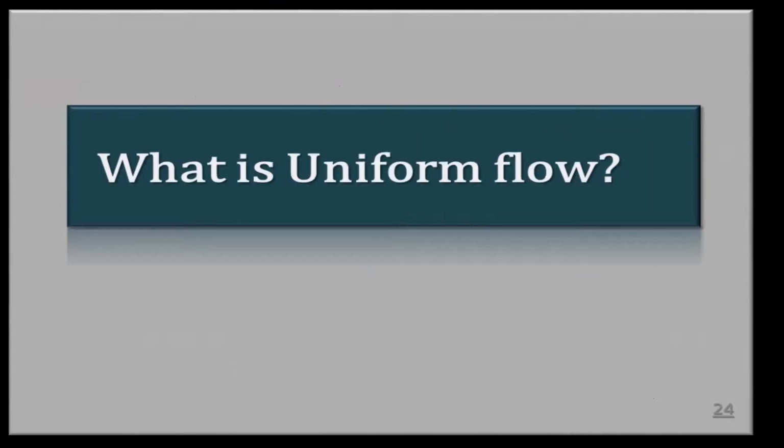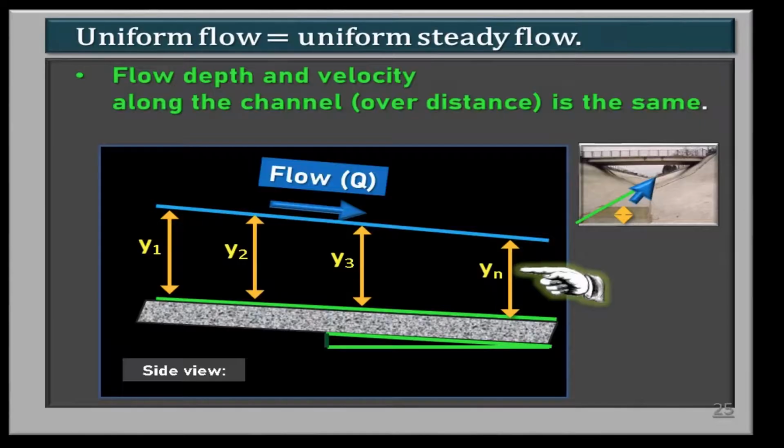What is uniform flow? If the flow depth and velocity along open channel over distance is the same, it is called uniform flow. In the picture, the depth of flow at y1, y2, y3, and yn are all the same.